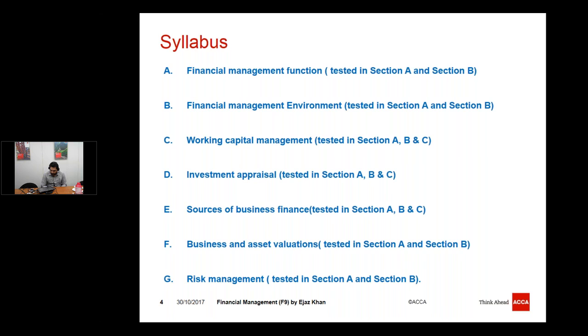In the brackets in front of every syllabus area, it's mentioned in which section of the paper this topic will be covered. For example, the financial management function will be tested only in sections A and B, and section C will not consist of any question from this area. Similarly, for the financial management environment. Working capital management is an area which might be tested in all 3 sections, A, B, and C. The same goes for investment appraisal and sources of business finance. Business and asset valuations will be tested only in sections A and B of the paper.